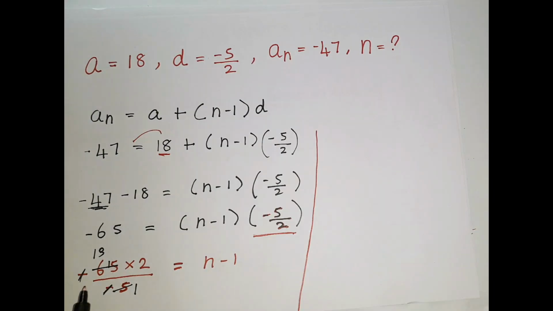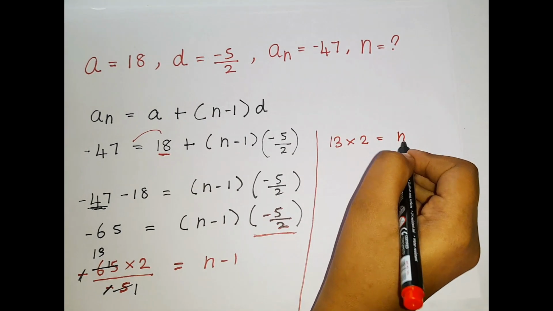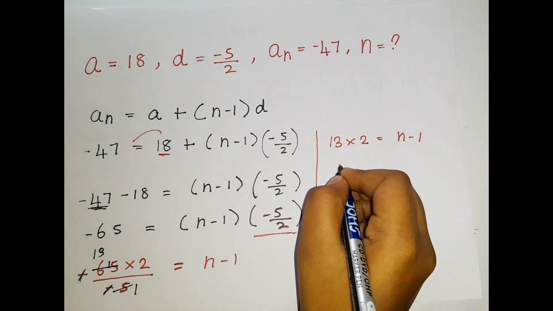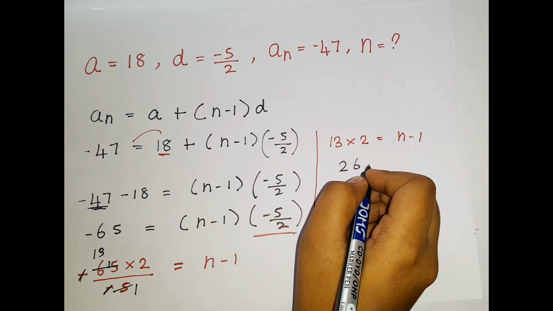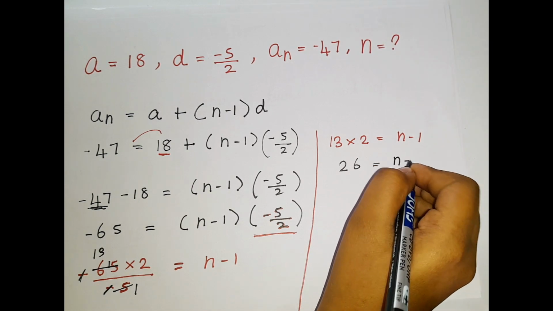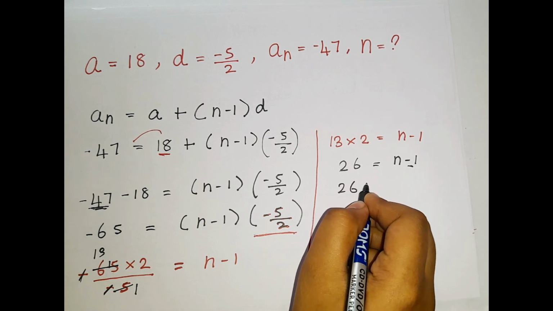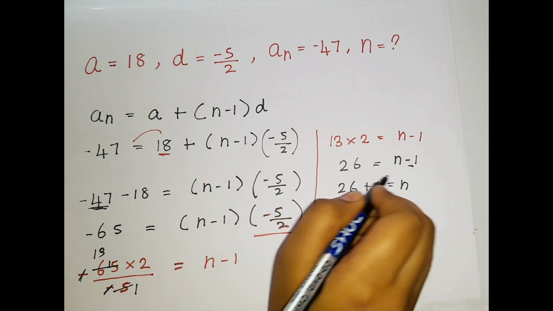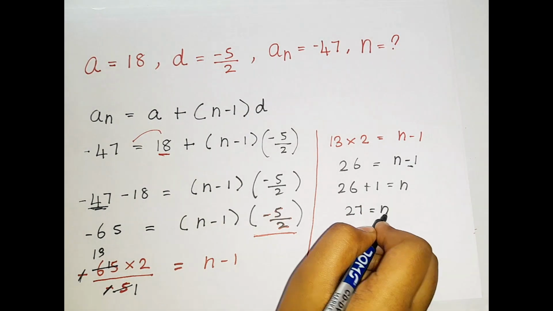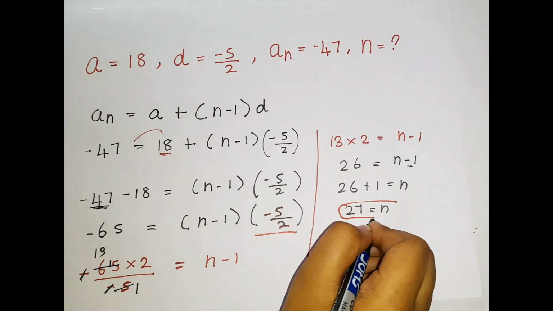Okay guys, so now we can write 13 into 2 is equal to N minus 1 as it is. What is 13 into 2? 13 into 2 is 26. Then we can write is equal to N minus 1. Here it is minus 1, right? So when I get it to this side, it changes into plus 1 is equal to N. So 26 plus 1 is 27 is equal to N. So this is going to be our N value.